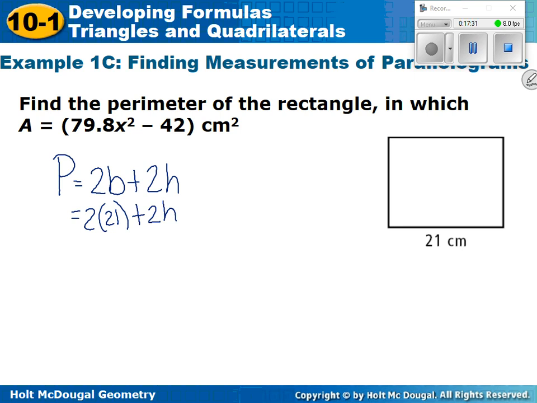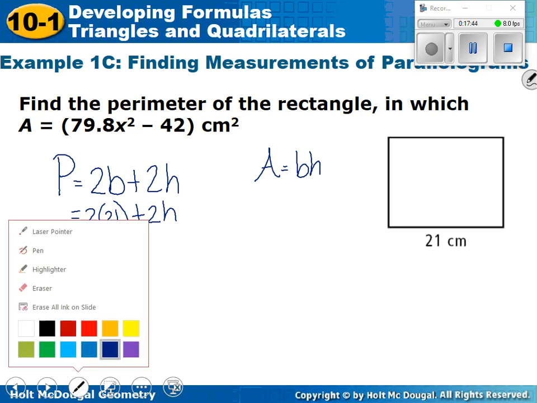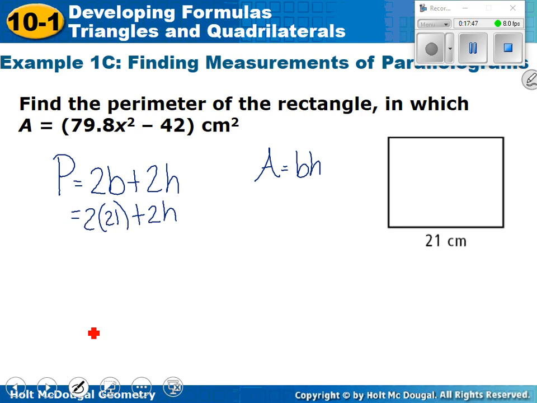So now they tell us the area. So we're going to shift to what formula? Area equals. What's the area formula for a rectangle? Base times height. Okay, so start with what you're trying to find and then look to see, do you get stuck? Is there nothing else you can do? Then go back to your problem. Where can you go from there?